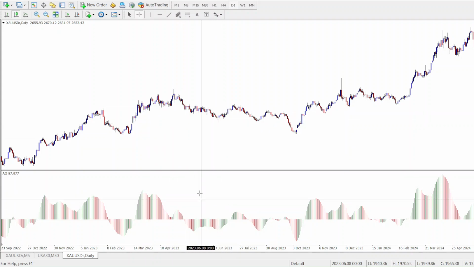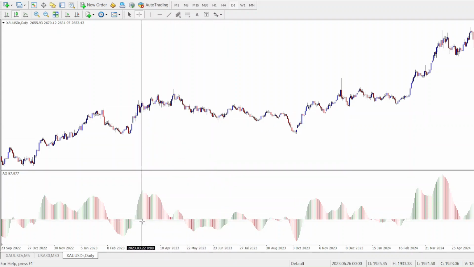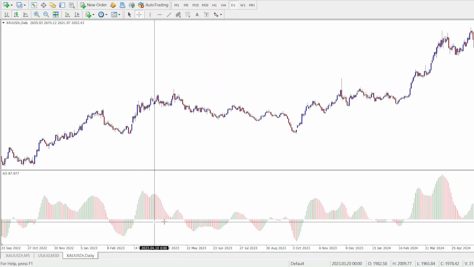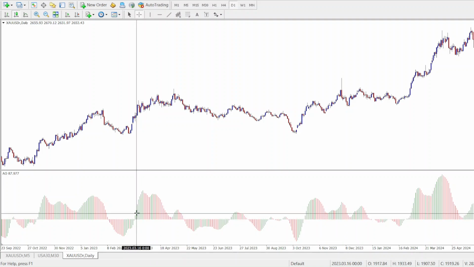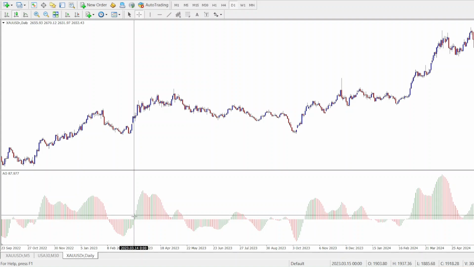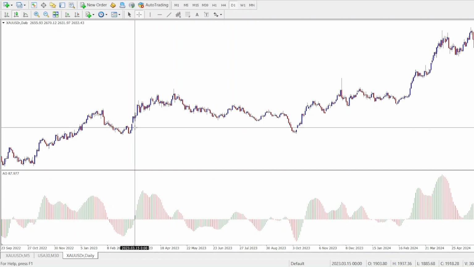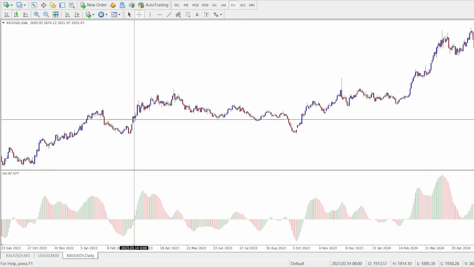So when you want to enter a buy trade, the first thing to look out for is the formation of green lines above the zero level. Once you see the first green line formed above the zero level, it is a buy signal. So you can consider entering a buy trade right after the formation of the first green line, which would have resulted in us entering a buy trade somewhere around here.